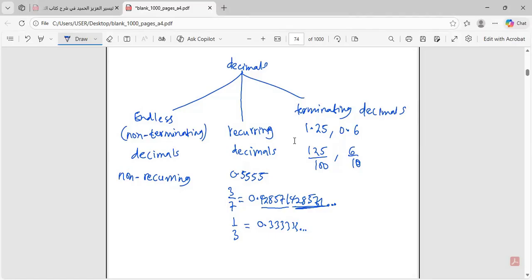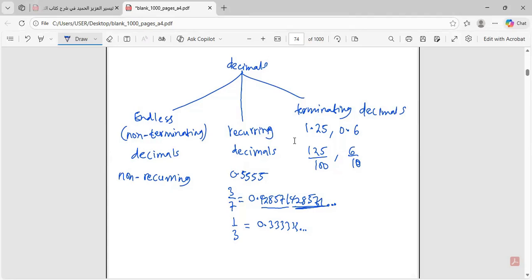Now, we have endless decimals or non-terminating decimals that are non-recurring. We added that non-recurring to distinguish it from recurring decimals, because recurring decimals are also endless. So we say non-terminating recurring decimals and non-terminating non-recurring decimals. The non-terminating recurring decimals are the ones we've seen here, while the non-terminating non-recurring decimals are endless, and at the same time they do not recur. They do not repeat themselves.